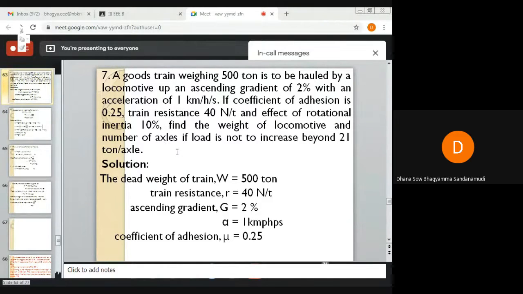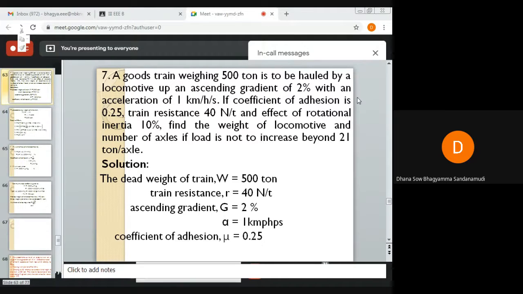A goods train weighing 500 tons is to be hauled by a locomotive up an ascending gradient of 2% with an acceleration of 1 kilometer per hour per second. Okay, so there is a goods train. The locomotive in the train, that is a motor, has to haul it. The dead weight of the goods train is given, 500 ton, and the ascending gradient is given, that is 2%, and the acceleration is given, 1 kilometer per hour per second.